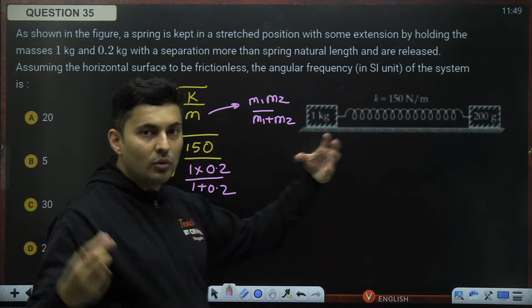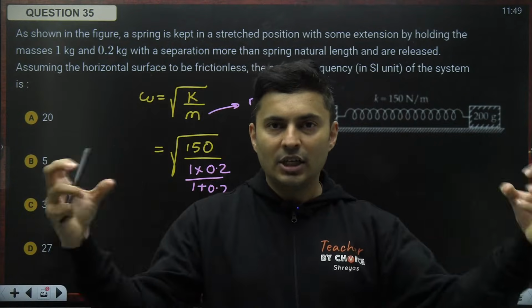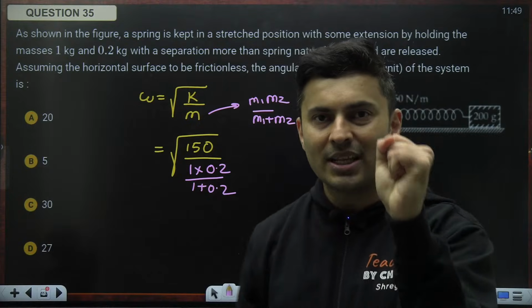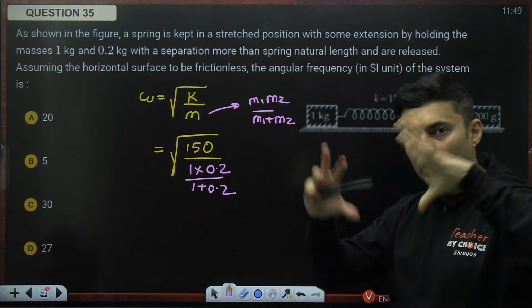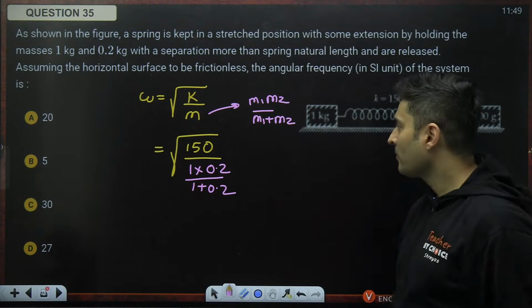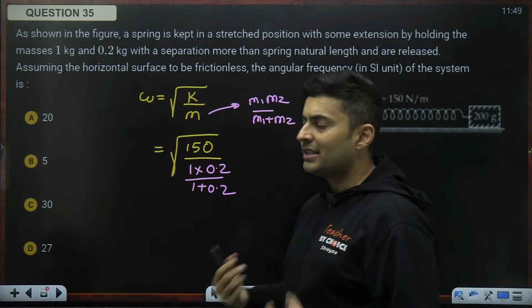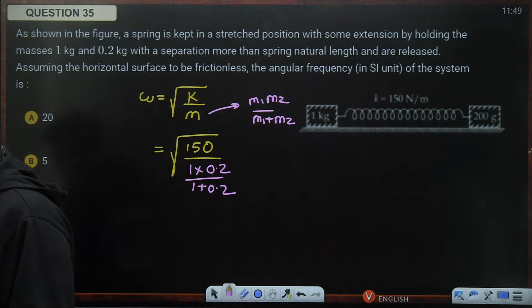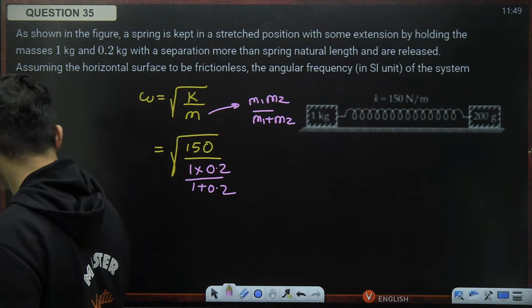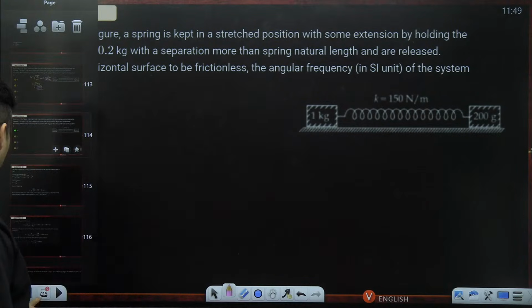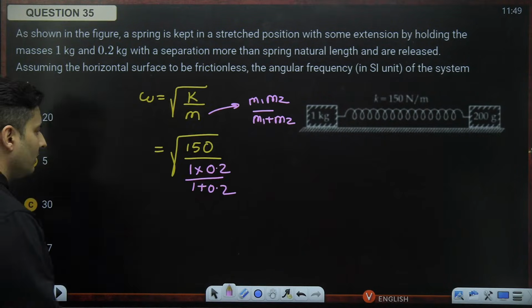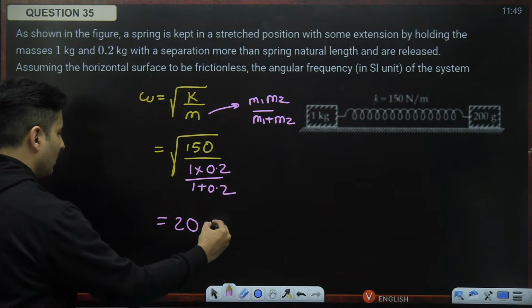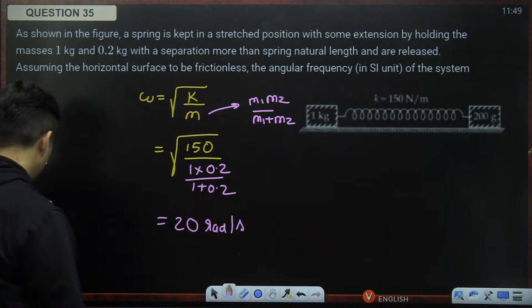Whenever you get two masses oscillating like this, you will take both the masses as one single mass, which is called the reduced mass. You are reducing two masses to one, and that reduced mass formula is like resistors in parallel. So m1 m2 by m1 plus m2. Do that and you will get the answer directly. Okay, cool, everyone. Solving this, the answer comes out to be 20 radian per second.